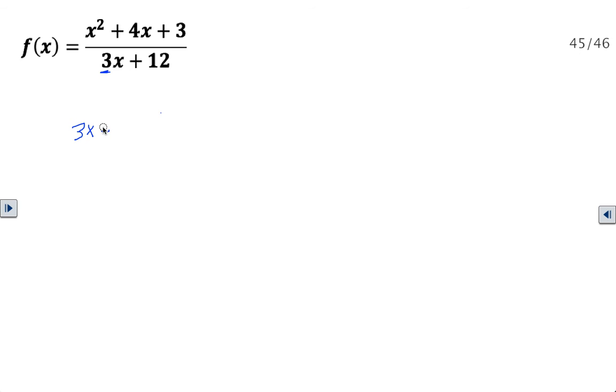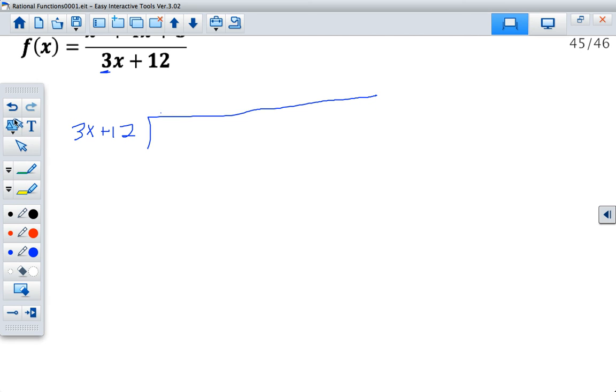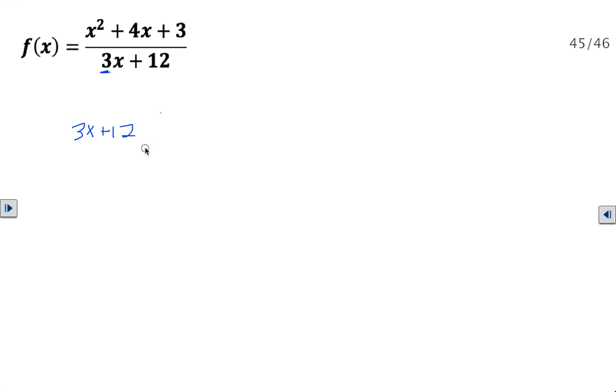We have 3x plus 12 here, and pretend that's a straight line. Man, I need to do a better line. There we go. And we are dividing x squared plus 4x plus 3 by 3x plus 12.